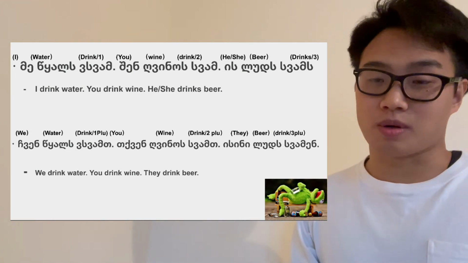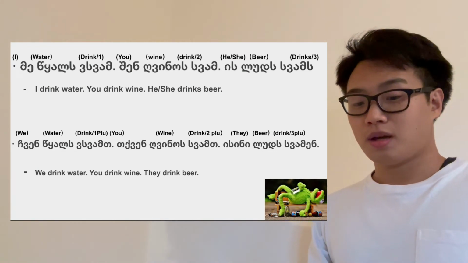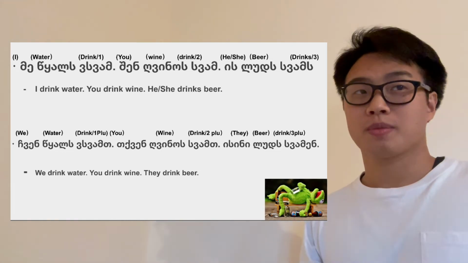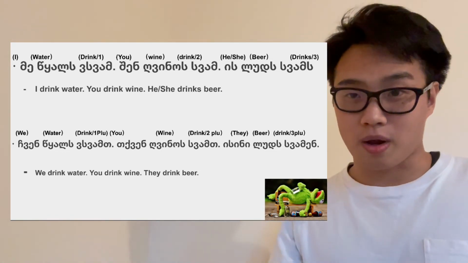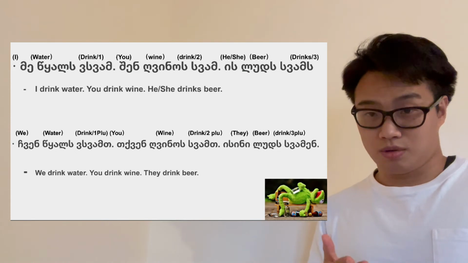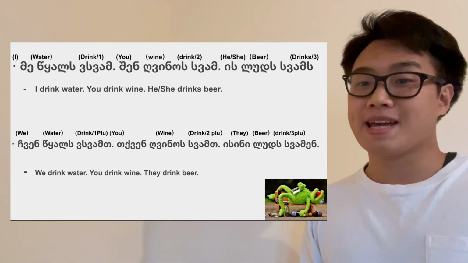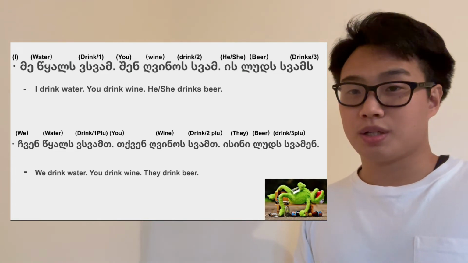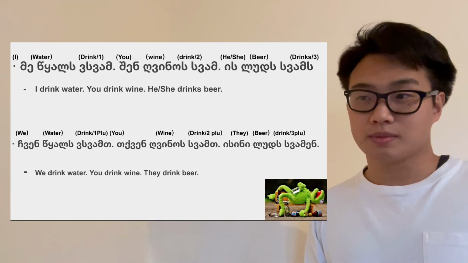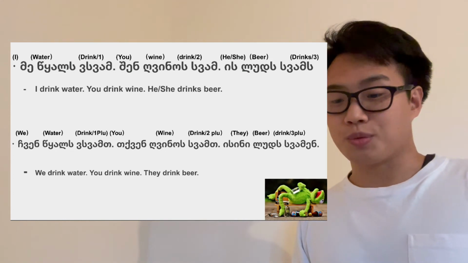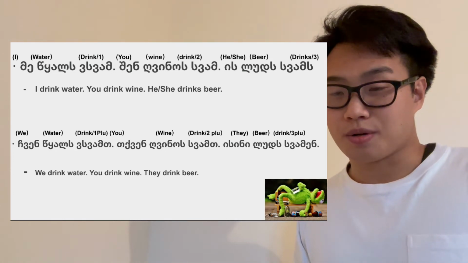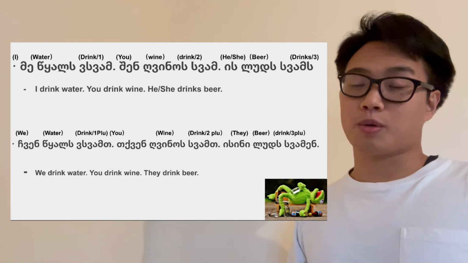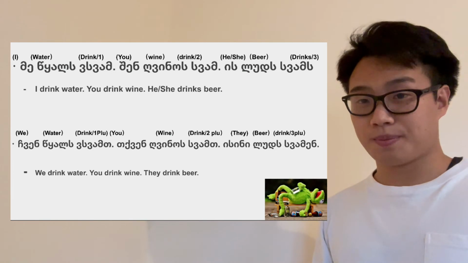ჩვენ წყალს ვსვამთ, we drink water. თქვენ ღვინოს სვამთ, you plural form or polite way of saying it. You drink wine, თქვენ ღვინოს სვამთ, and ისინი ლუდს სვამენ. They drink beer. I don't drink beer, but they do. They drink beer. ისინი ლუდს სვამენ. Third person, plural form, right?